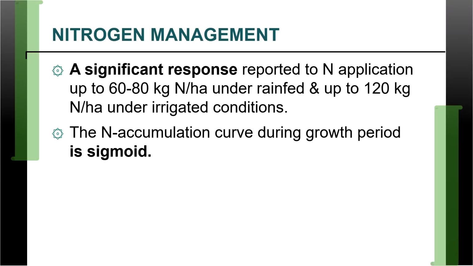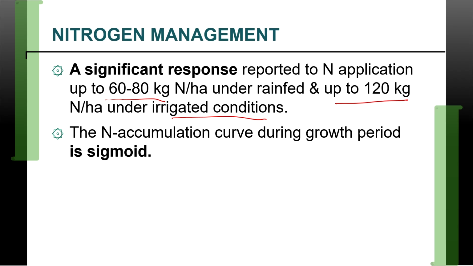And it is interesting that the time of application of these fertilizers is also important. So now we will discuss one by one how these nutrients should be supplied to the soil. A significant response to nitrogen application has been observed from 60 to 80 kg per hectare under rain-fed condition, and up to 120 kg nitrogen under irrigated condition. So you can see that under irrigated condition you need more nutrients compared to the rain-fed condition.